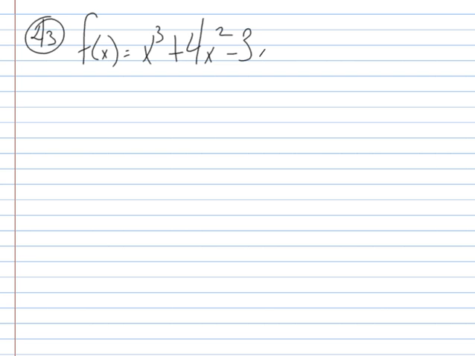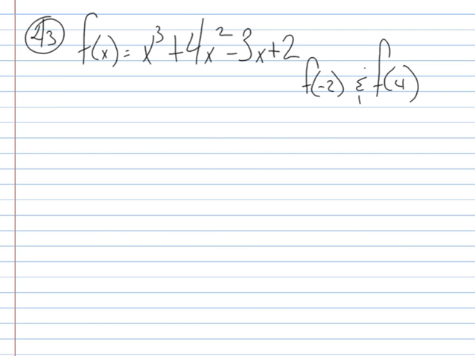Looking at problem number 43, we're still dealing with our synthetic substitution. Problem number 43 says f of x is equal to x cubed plus 4x squared, then we got a minus 3x plus 2. And again, we have to find f of negative 2 and f of 4. So we're going to go through and do our synthetic division.